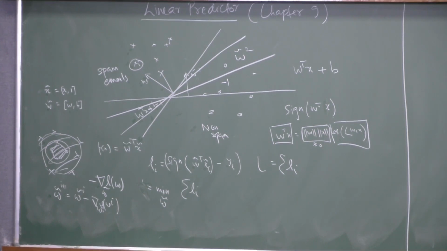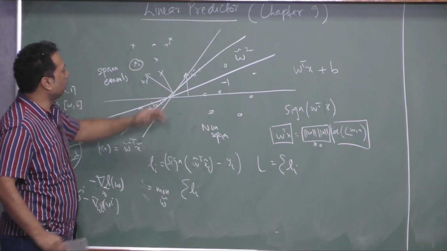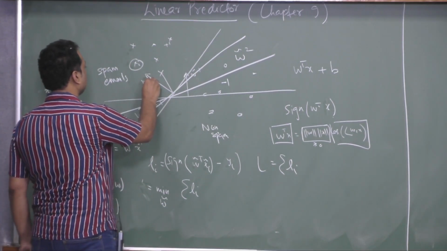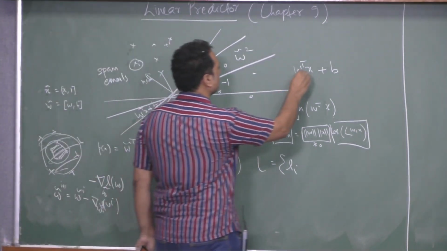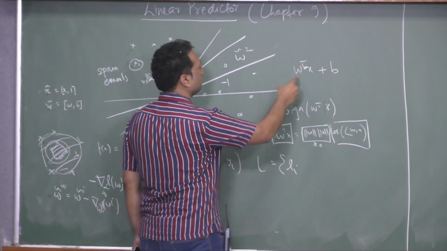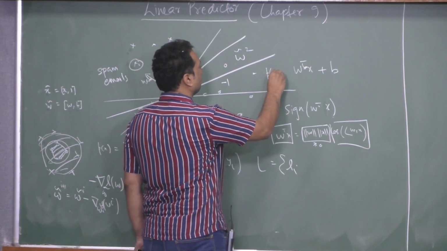So let us say while doing this, you arrive at the optimal W, which we call W star, which is the final plane. Let us say you have learned a plane like this.